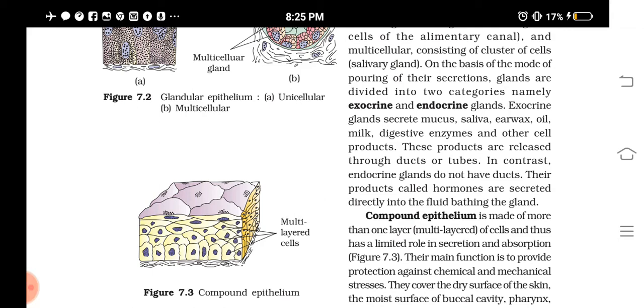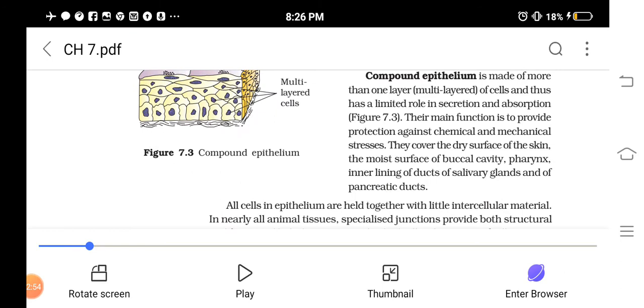So these are examples of endocrine glands. Okay, so I told you simple epithelium is made up of only one layer of cells, but compound epithelium is made up of more than one layer of cells. Their main function is to give protection to the body against what? Chemicals and mechanical stresses. And the surfaces of the buccal cavity, pharynx, then the inner lining of ducts of salivary glands or pancreatic ducts, etc. In all these regions you can see what? The compound epithelium. Is it clear?